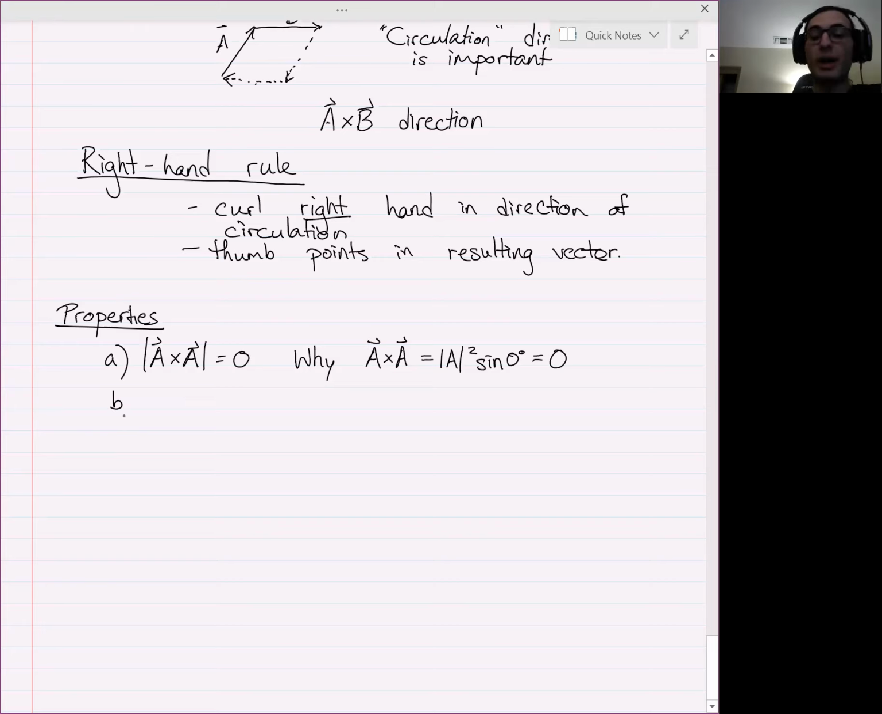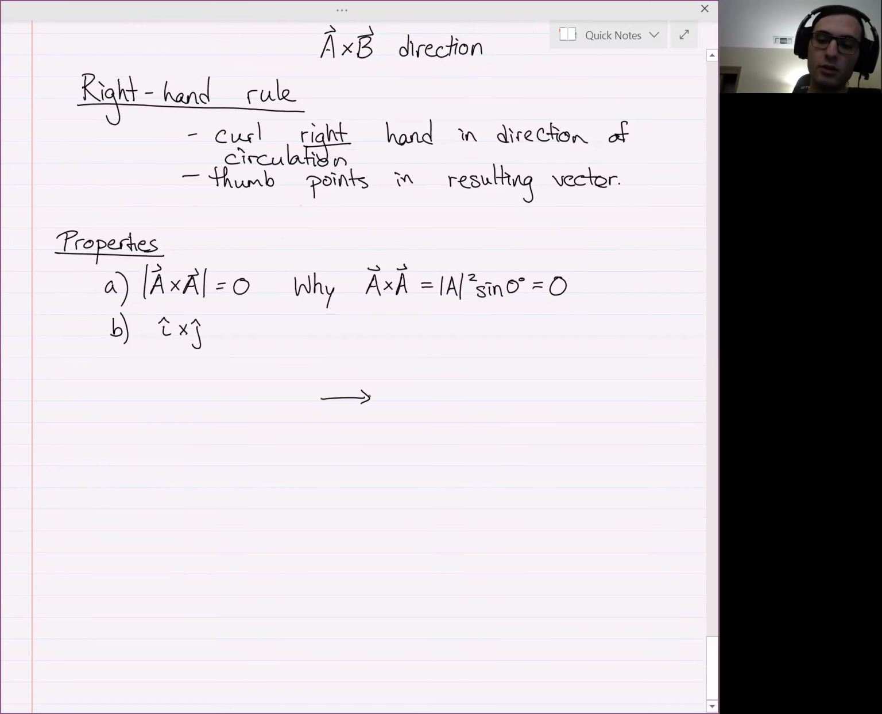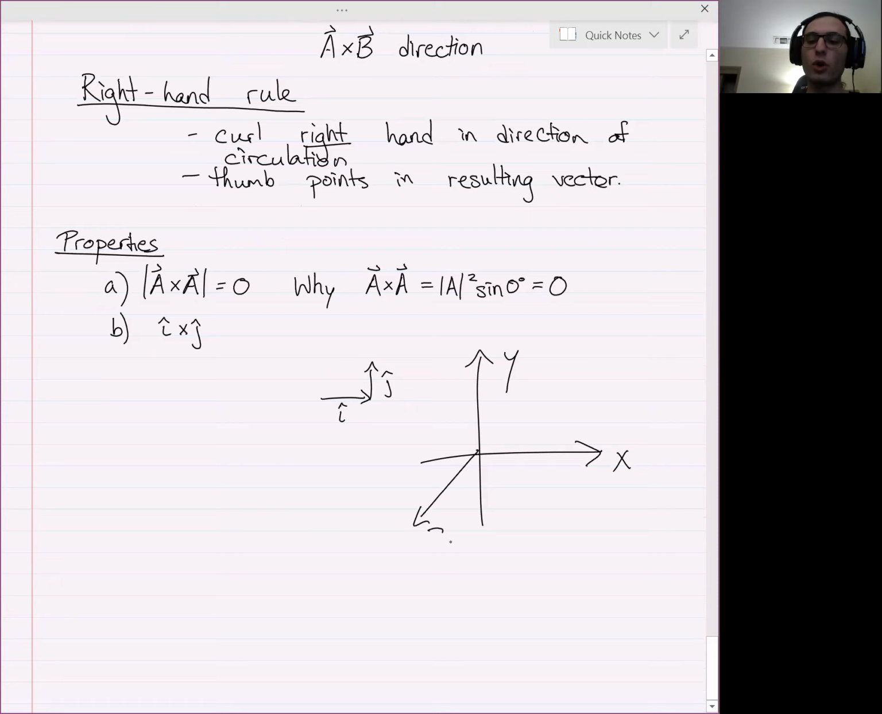We can also talk about the cross product of unit vectors. i hat cross j hat. Well, we can use our right-hand rule. We have i hat, j hat. So then our right-hand rule would be out of the board. And in the standard coordinate system, where you have x, y, and then z comes out of the board, that would be k hat.